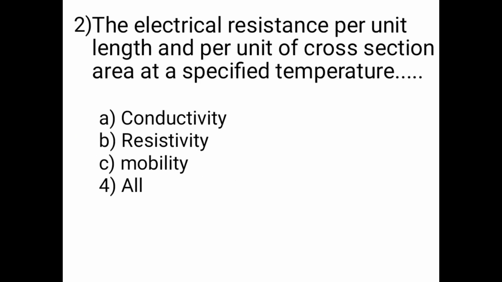Next is, the electrical resistance per unit length and per unit of cross section area at a specified temperature. So what is it? Options are A is conductivity, B is resistivity, C is mobility and D is all of the above. So our answer is resistivity. The electrical resistance per unit length and per unit of cross section area at a specified temperature is called resistivity. Resistivity is always denoted by rho, and the formula of resistivity is RA upon L.